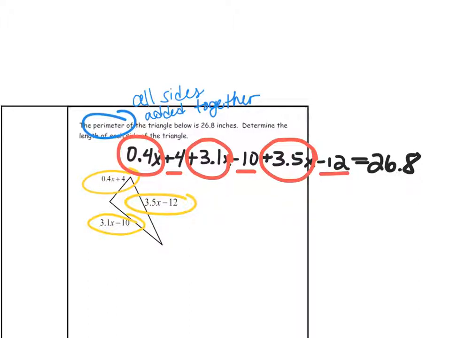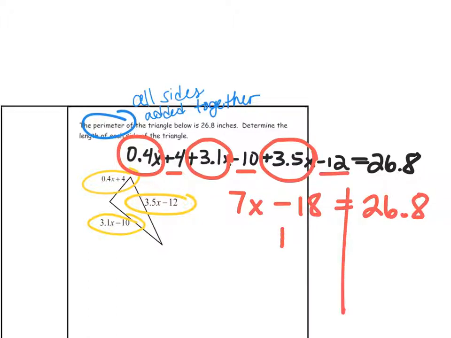Let's start with our x's. Let's add from left to right. 0.4 plus 3.1 would be 3.5. 3.5 plus 3.5 is 7, right? Yep. So 7x. Now let's do our constants, our regular numbers, from left to right. 4 minus 10 is negative 6. Minus 12 is negative 18. That's still equal to 26.8. All I did was simplify my equation. You know how to solve an equation like this, I hope.